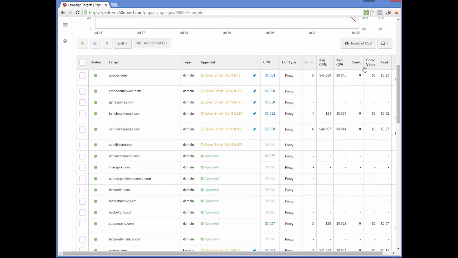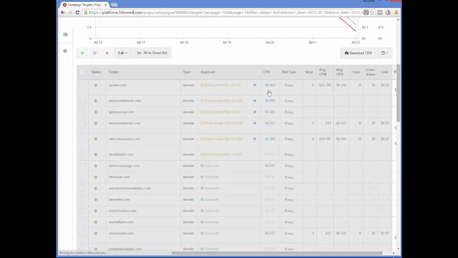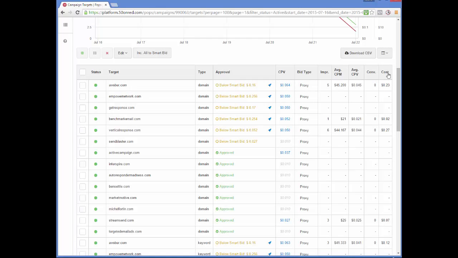Now this isn't very pretty how they have this set up here. It doesn't all fit on my screen. I got to go to the side a little bit. So what you can do for this chart here is you can go to the right hand side here and you can choose what columns you want to see. And I don't want to see conversion value right now. I don't want to see profit. I don't have values for that. So I hit update. So now it all fits nicely on the screen.